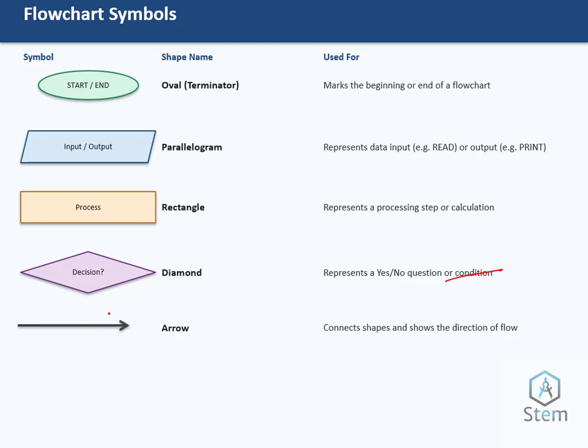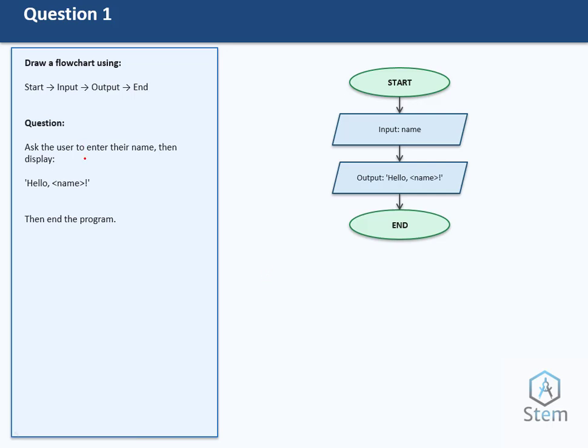Then we have an arrow lastly. The arrow shows the flow. So your line with an arrow indicates where the instructions are going. So if you start here and you go to input, you will have an arrow pointing towards input, something like that. Let's take this and use it in an actual program, a very simple program.